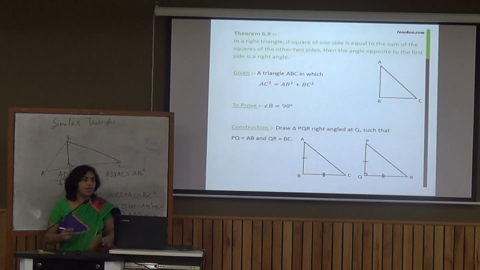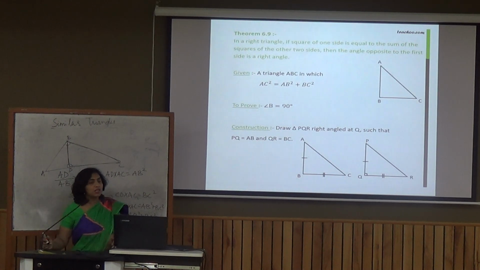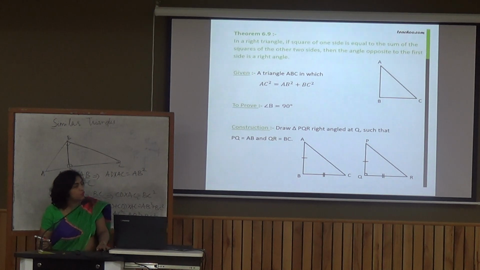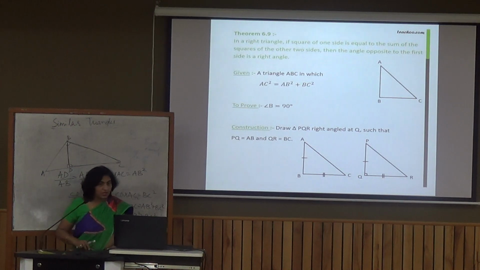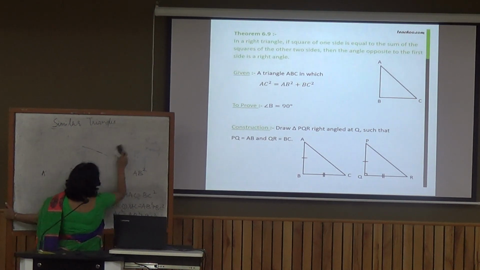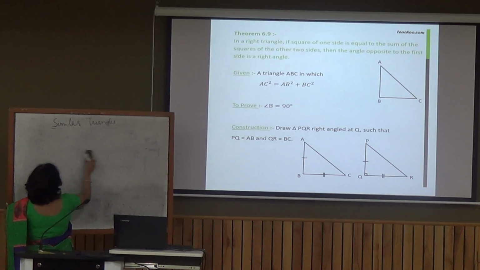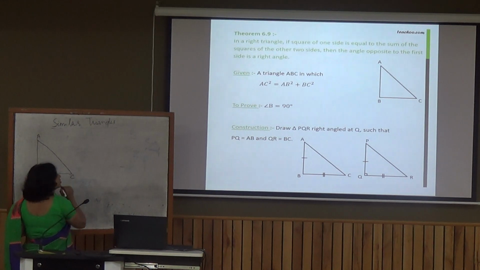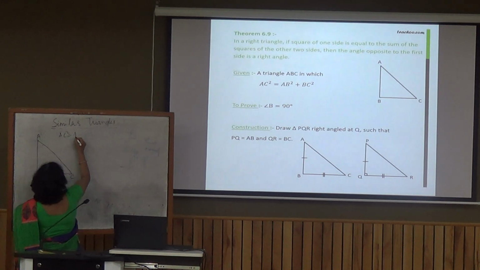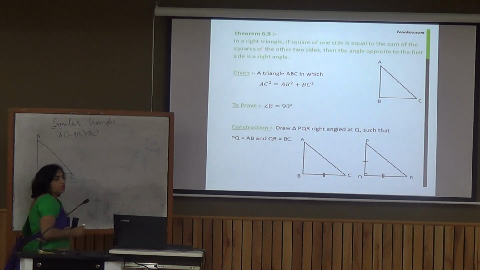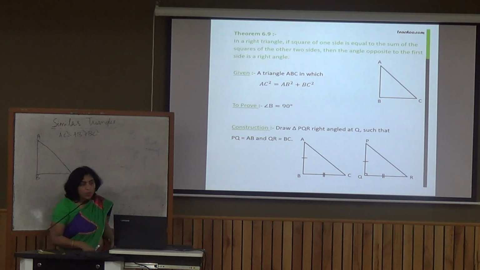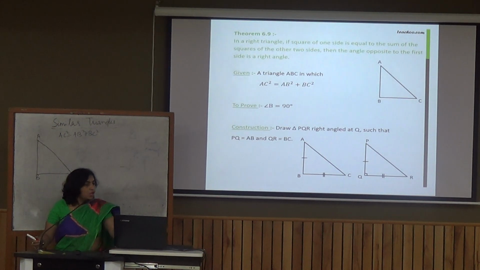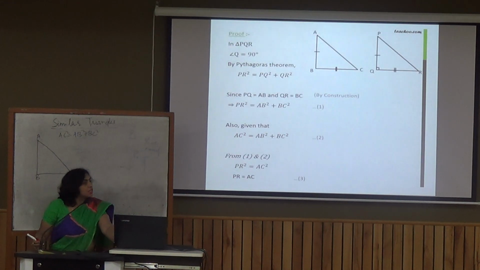Let's look at the converse of Pythagoras theorem. In a triangle, if the square of one side is equal to the sum of the squares of the other two sides, then the angle opposite to the first side is a right angle. Let us take triangle ABC. Here no right angle is being given, but we are given AC square is equal to AB square plus BC square. We construct another triangle in which PQ is equal to AB and QR is equal to BC, and this is a right triangle, so we can say that angle Q is 90.